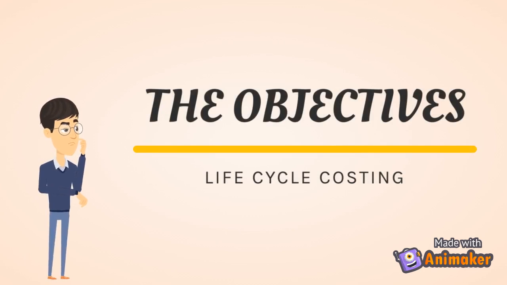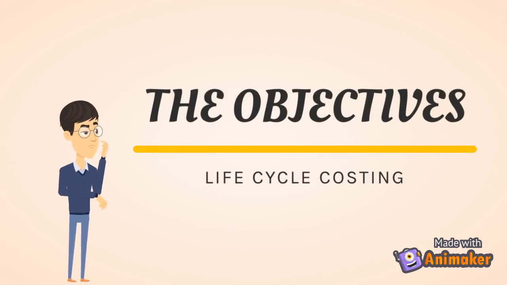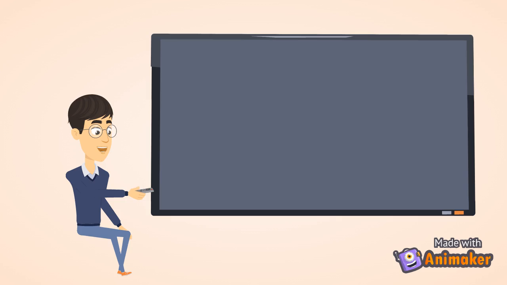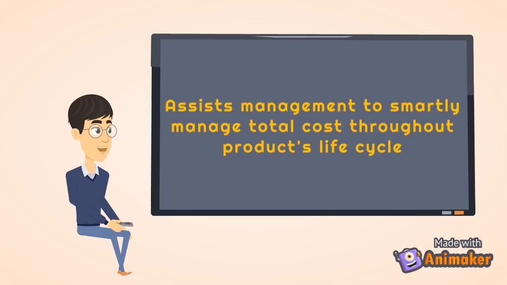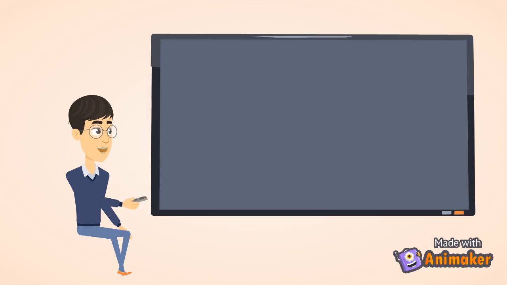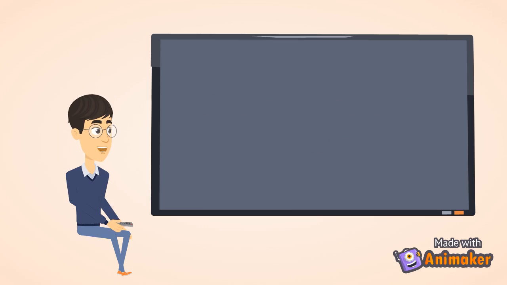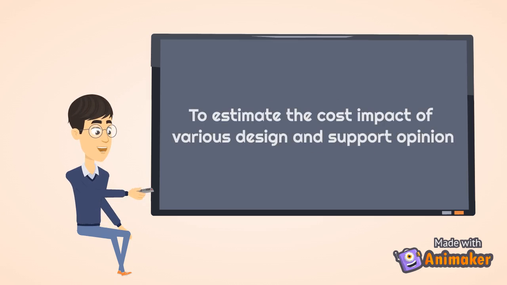Next, what are the objectives of life cycle costing? The first one is life cycle costing assists management to smartly manage total cost throughout product life cycle. The second is to identify areas in which cost reduction efforts are likely to be more effective. Next objective is to estimate the cost of impact of various design and support options.